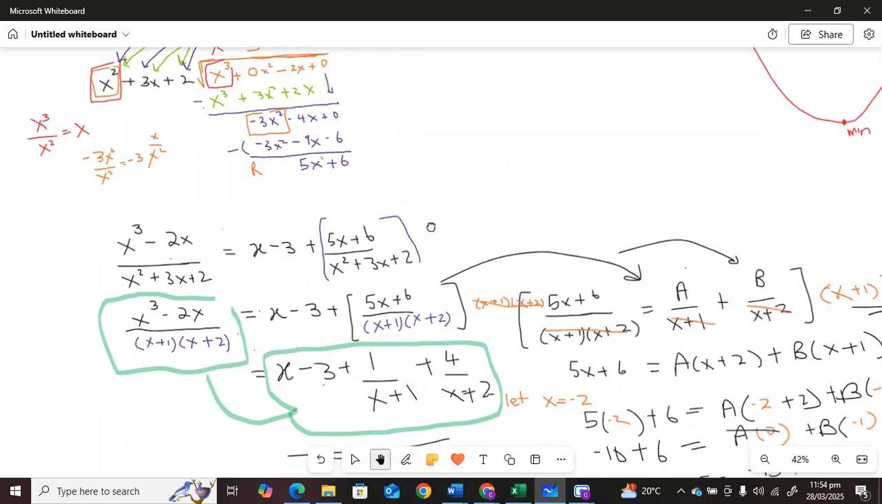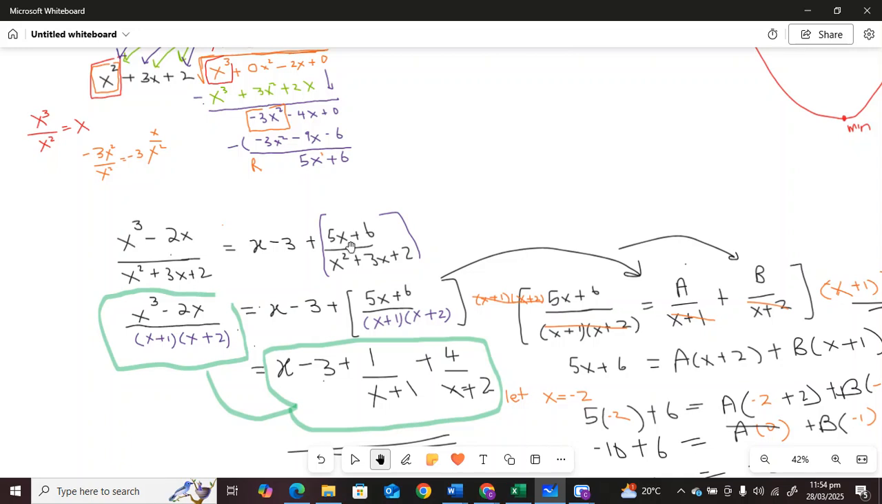You now have to break down this remainder over this denominator. You have to break it down further. Basically, we're moving backwards. Because if you do this x minus 3 plus 1 over x plus 1 plus 4 by x plus 2, you're supposed to get this answer here, which is on the left hand side. So now here we're moving backwards, we're moving in reverse.